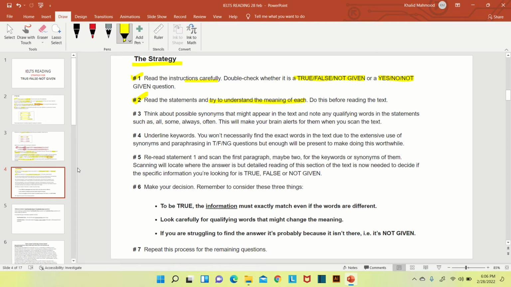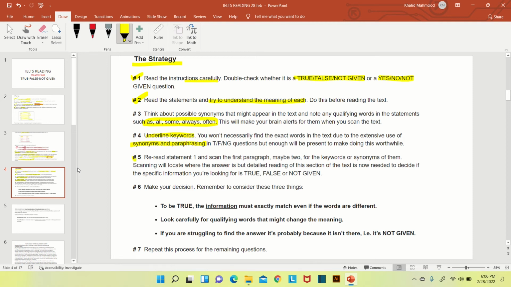So here they have told that there are a few statements like all, as, some, always, often. These are the words that you have to scan for. I have told this, underline the keyword. You won't necessarily find the exact word in the text due to the extensive use of synonyms. You won't find the exact word. People now use so many words for a particular thing to mean something. You can use different sorts of words. So nowadays there are a lot of synonyms and paraphrasing, so you have to look for paraphrased words.